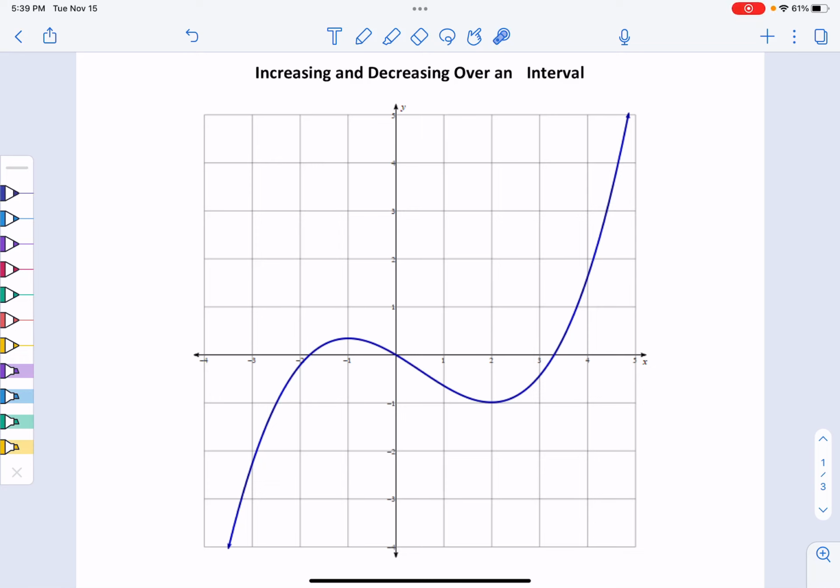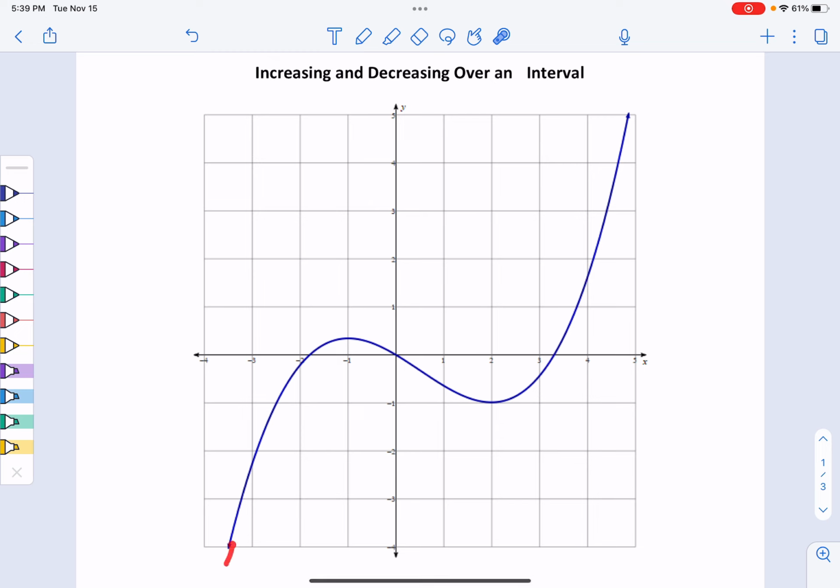We are discussing increasing and decreasing over an interval. So below we have a cubic function, third degree function, and we want to know over what intervals it is increasing or decreasing. You might notice that as we move left to right, we always move left to right when we're talking about intervals.